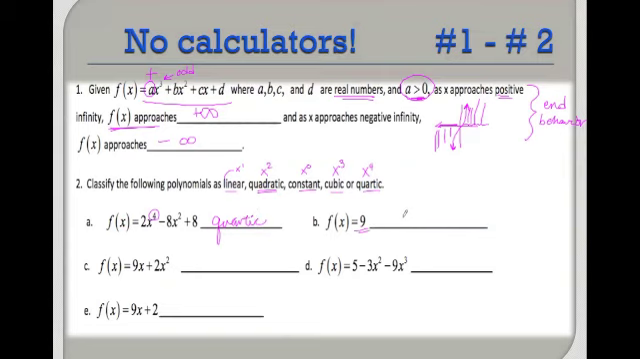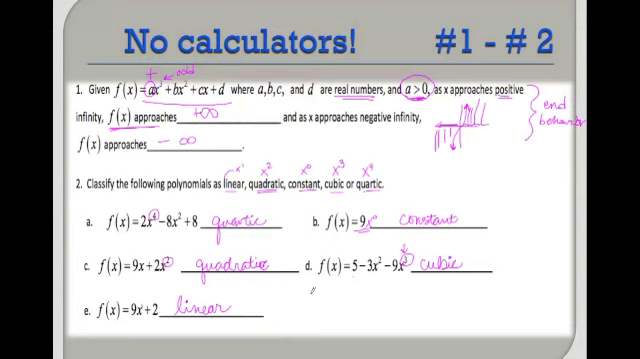B, there's no variable, so I know this is really x to the 0, so that's a constant. C, my highest degree is squared, so that's a quadratic. This one is to the 3rd, and notice it doesn't have anything to do with the order that they're written in. It has everything to do with the highest degree. So this one is a cubic, and our last one, that is an x to the 1st. When it's not written, we know it's a 1, so that is linear.